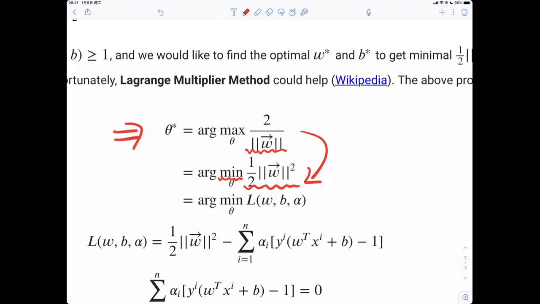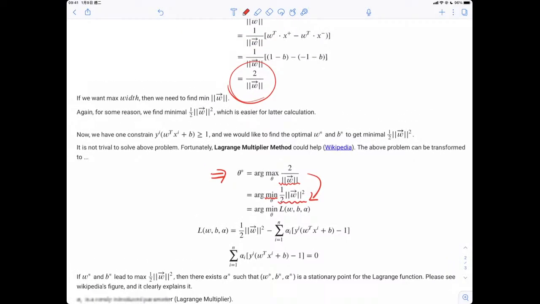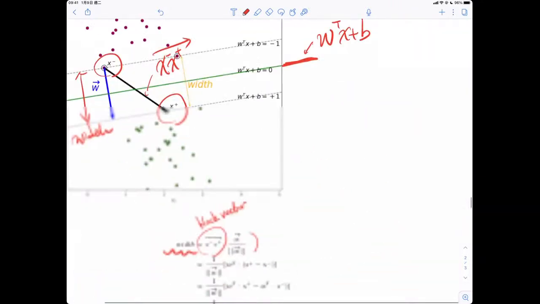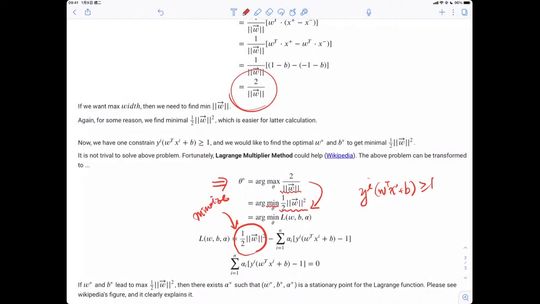However, how do we find such a W vector? We see it right here. The W vector is here, and we would like to minimize it. However, we have a condition, a constraint, which is yi times (w transpose x plus b). It should be larger than 1. That is our constraint.